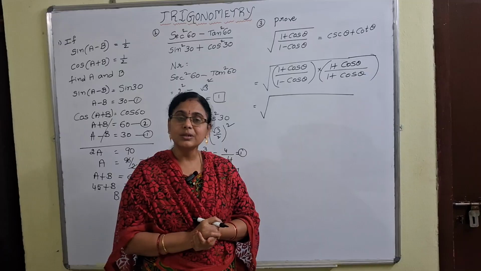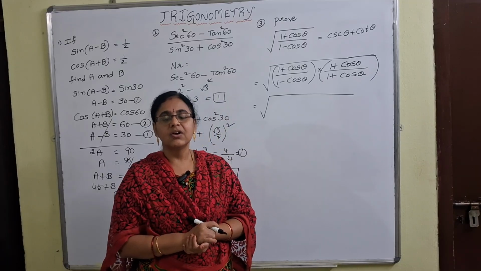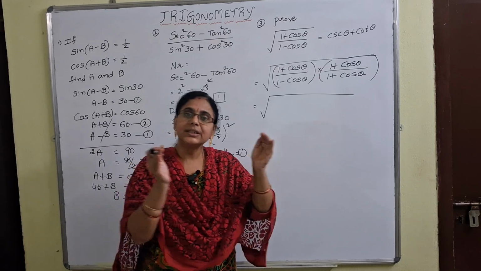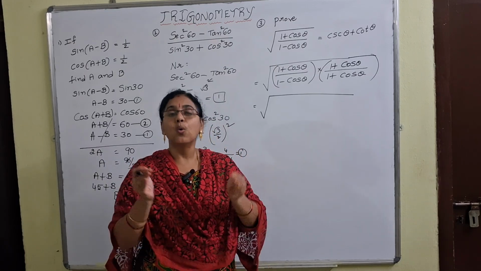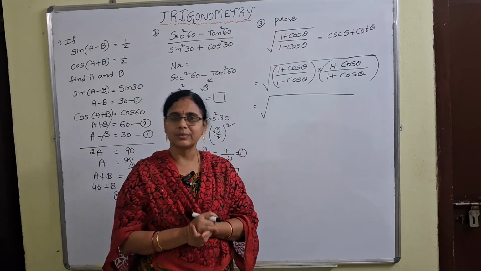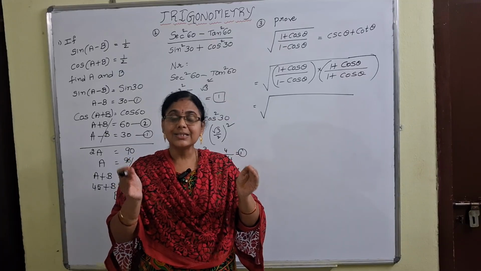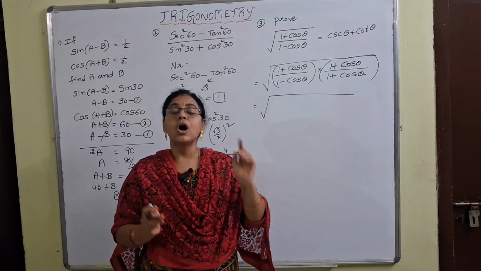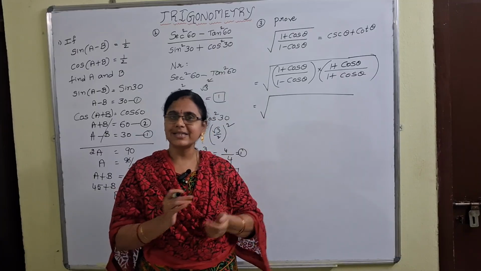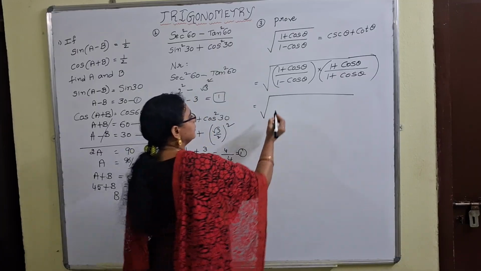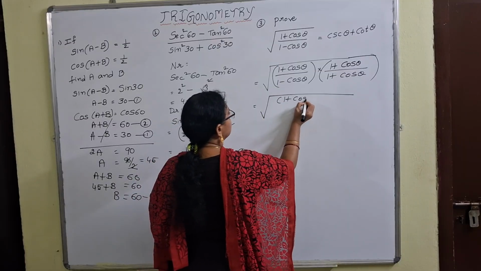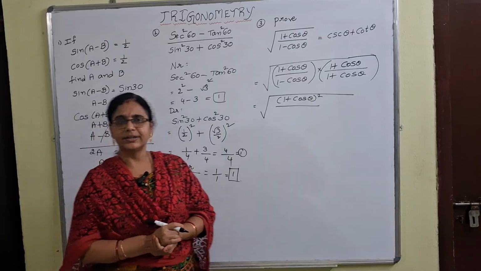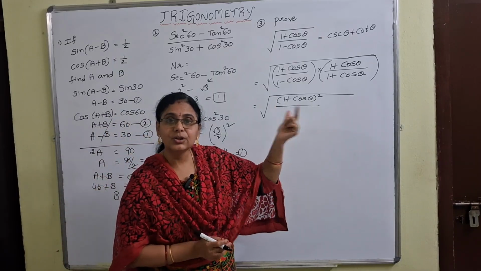x into x, how much? x square. 5 into 5, how much? 5 square. 1 plus cos theta into 1 plus cos theta, how much? 1 plus cos theta whole square. Here 1 plus cos theta is multiplied 2 times. Which one is multiplied? That is base. How many times multiplied? That is exponent. So here 1 plus cos theta whole square by, see the denominator, 1 minus cos theta into 1 plus cos theta.